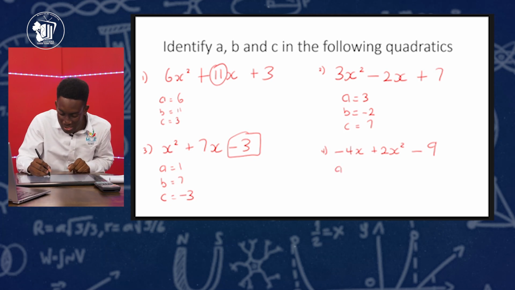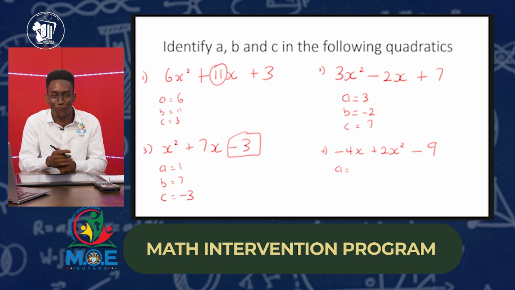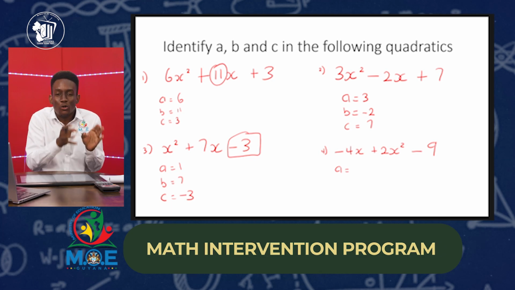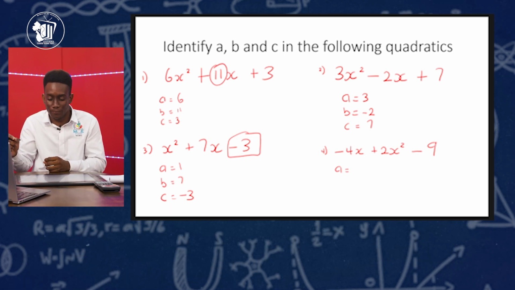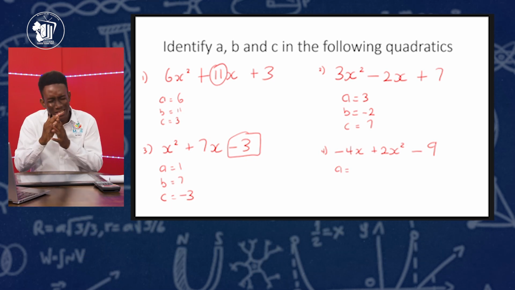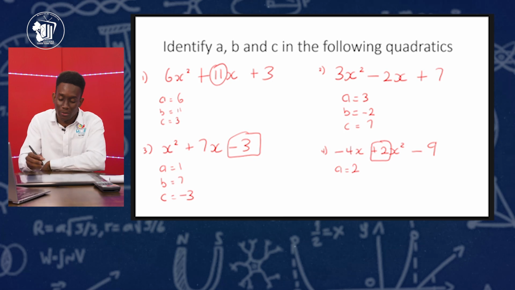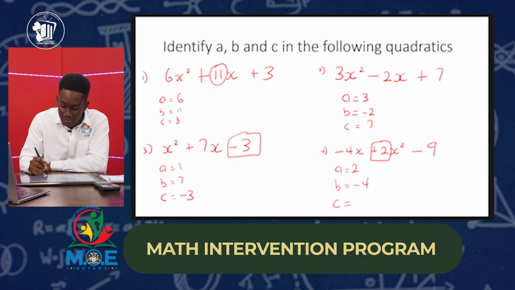So in this case, we see A. Now, many persons will rush and say that A is equal to negative 4. But we have to remember that A is the number, the coefficient in front of the x squared term. So in this case, A is not equal to negative 4. A is equal to 2, because 2 is the number in front of the x squared term. And we see B is equal to negative 4. And last but not least, C is equal to negative 9.